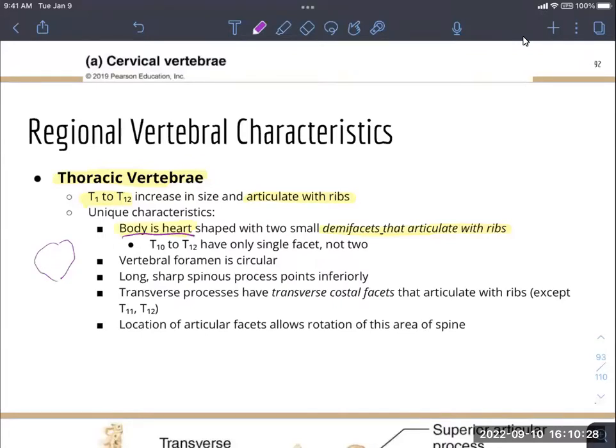Most thoracic vertebrae actually have two demifacets. On the top part of the body and on the bottom part of the body. So that counts as two demifacets. Then they also have a transverse costal facet on the transverse process.